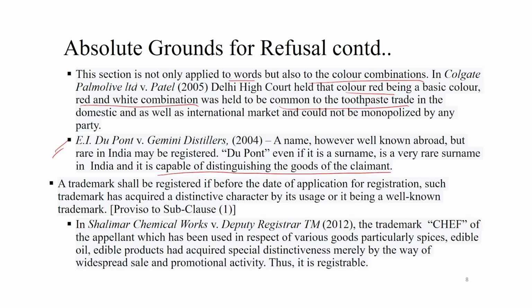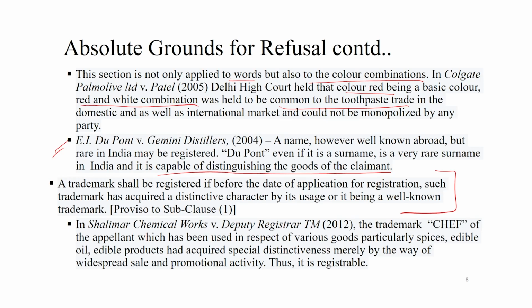Now, so therefore there are 3 points which are discussed: lack of distinctiveness, descriptive word, generic word. A trademark shall be registered if before the date of application for registration such trademark has acquired a distinctive character by its usage or it being a well-known trademark. I mentioned this point in the previous lecture also. This is there in the proviso of section 9(1).